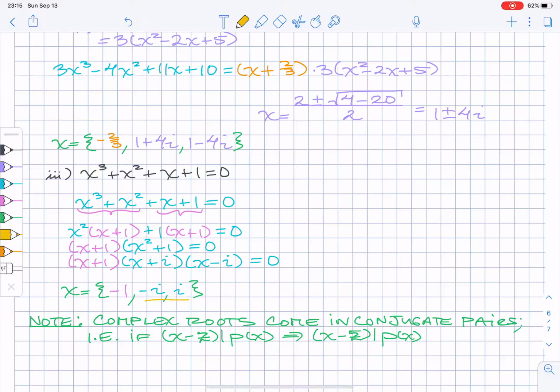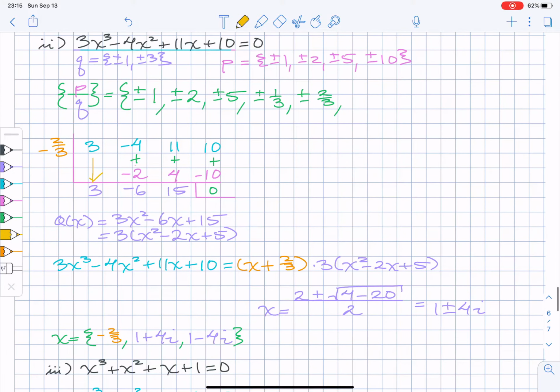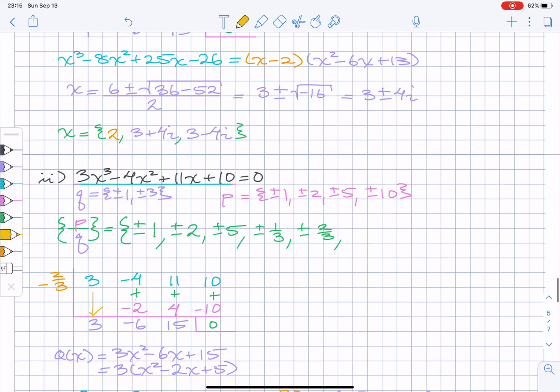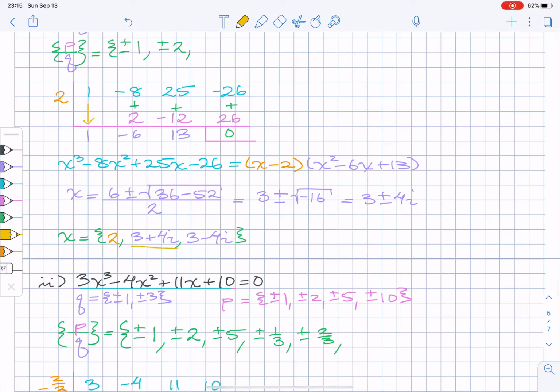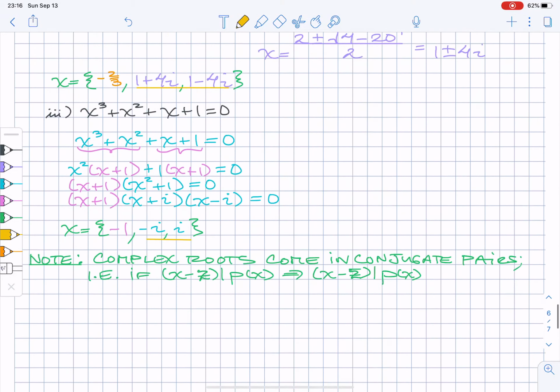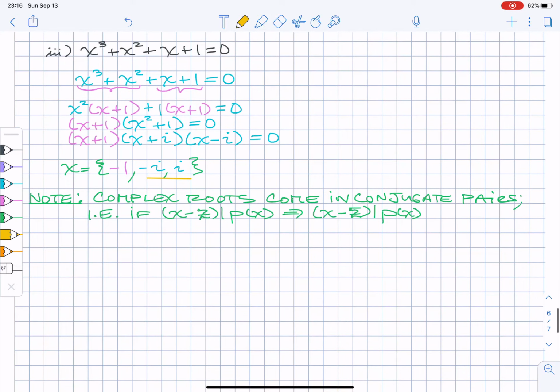Well, these are complex conjugate roots, i and negative i. These are complex conjugate roots, 1 plus 4i and 1 minus 4i. These are complex conjugate roots, 3 plus 4i and 3 minus 4i. So if you have one complex root, you always automatically have 2.